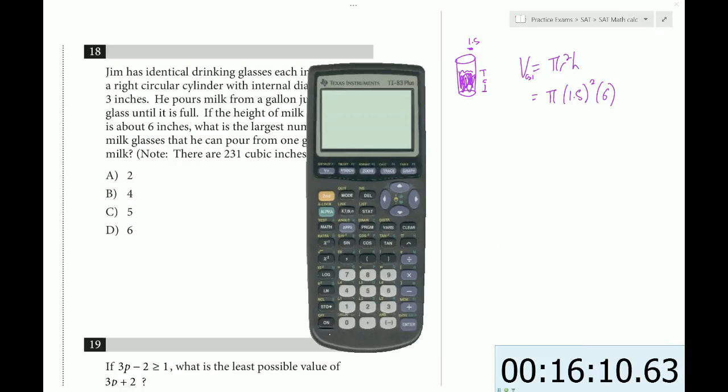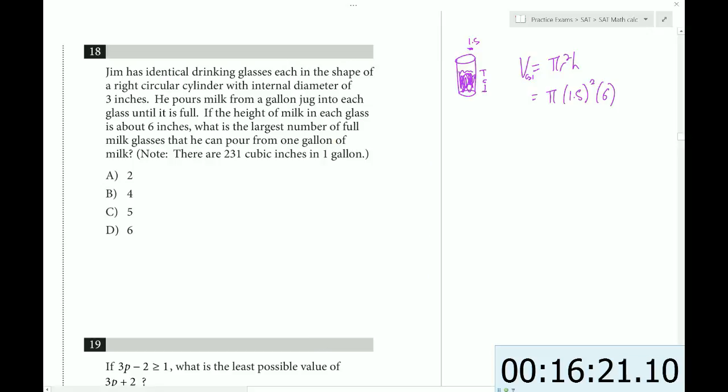So if we calculate that, let's see what we get. Pi times 1.5 squared times 6. So that gives 42.4. Okay, that's how much space, how much volume is taken up by the milk in one of the glasses. Okay. What is the largest number of glasses he could pour from 1 gallon of milk?